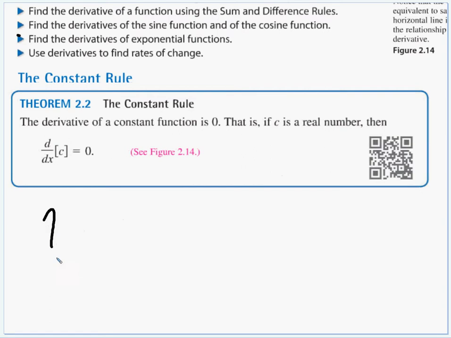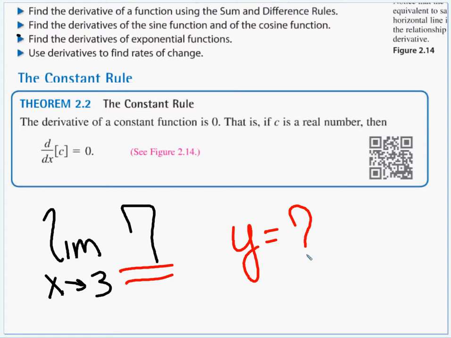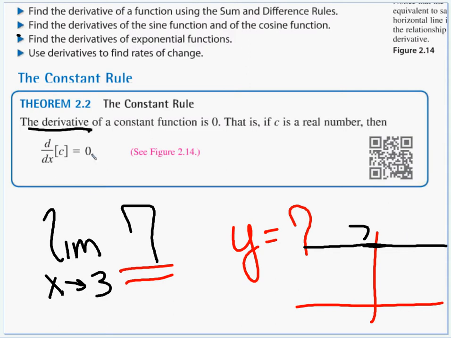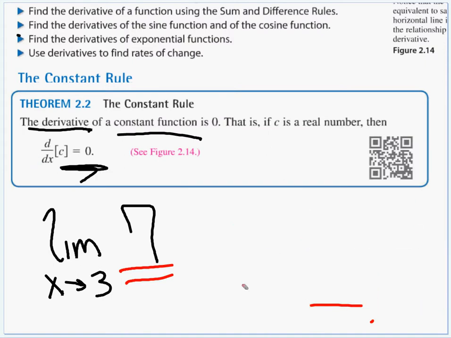And remember, we had a rule something like this, the limit as x approaches, I'm just going to put 3 in there, of 7. Remember, this is our function, y equals 7. If we graphed it, it would be a horizontal line with a y height of 7. And any constant function like that is going to have a 0 slope. Remember, derivatives are about finding slopes. The derivative of any constant function is always going to be 0.